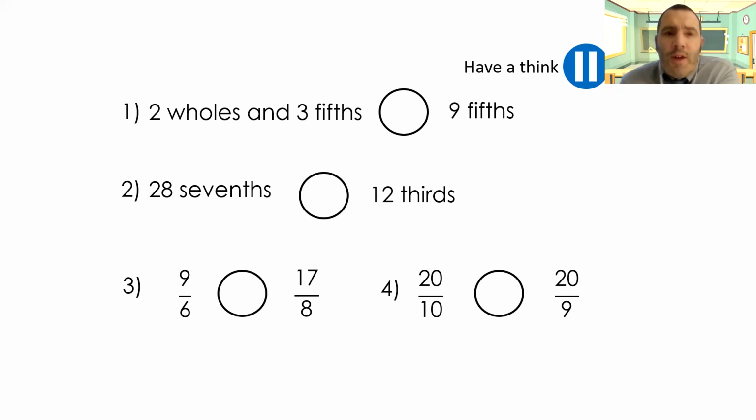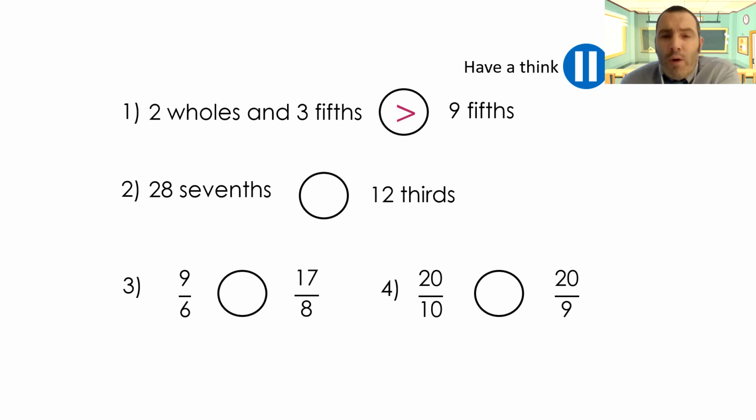How did we get on with these ones? So if you're drawing them out, make sure you've got the right number of lines, the right number of bars in each one. So 2 wholes and 3 fifths is greater than 9 fifths. So 2 wholes is worth 10 fifths. 10 plus the 3 is 13 fifths, so 13 is greater than 9.